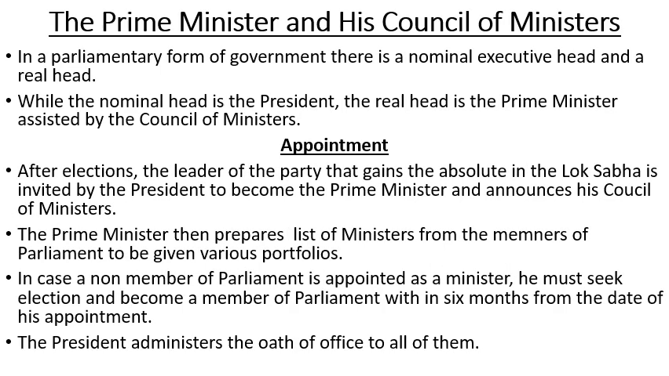So far I have explained how a government is formed, either the union government or the state government. Now, in a government, what are the responsibilities of the prime minister and his council of ministers? Here, a parliamentary form of government, which we are enjoying in India, has two important executive members: a nominal executive head and a real head. As I have told, the nominal head is the president and the real head is the prime minister assisted by the council of ministers.